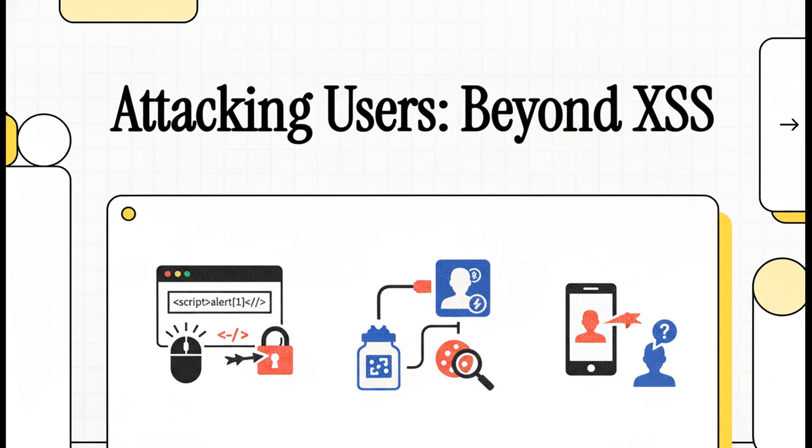In our last explainer, we really dug into cross-site scripting, which you might think of as the classic way to attack users. But in this chapter, we're going to explore a whole other world of techniques that are often way more subtle. These are the kinds of attacks that can slip right past basic XSS protections, and that makes them absolutely essential to understand if you're serious about web security.